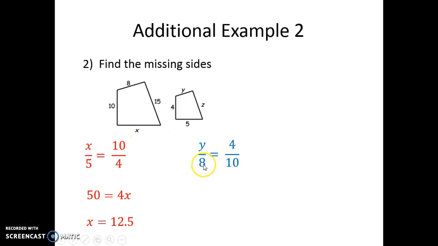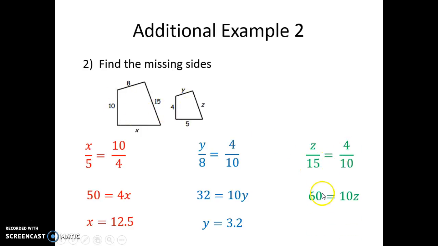So now we're going to cross multiply. 8 times 4 is 32, and then divide by 10, which is 3.2. So y is 3.2. And then to figure out z, z corresponds to 15. So I have z over 15, and then 4 over 10. Again, cross multiply. 15 times 4 is 60, and then dividing that by 10 would give you 6. So z equals 6.